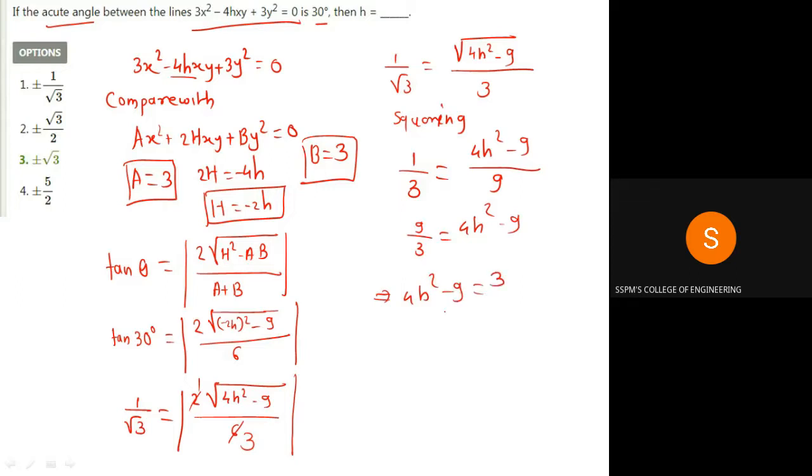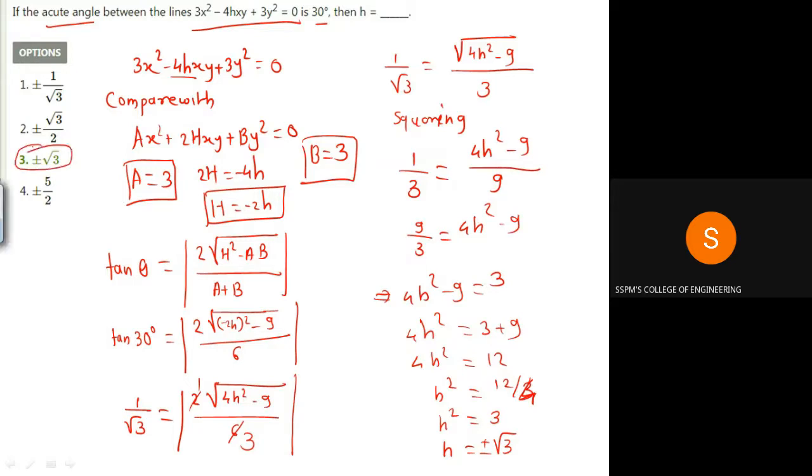What is 9 divided by 3? It is 3. So 4h square is equal to 3 plus 9. That is, 4h square is equal to 12. That is, h square is equal to 12 divided by 4, which is 3. And h is equal to what? If we take the square root of 3, it is plus minus root 3. Plus minus root 3, that is the correct option.